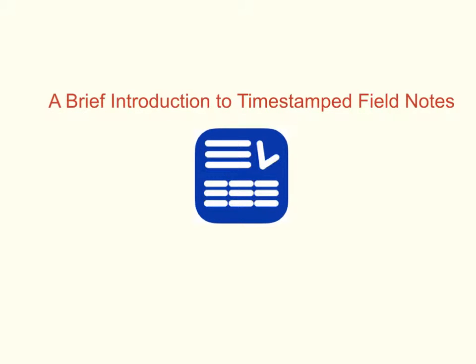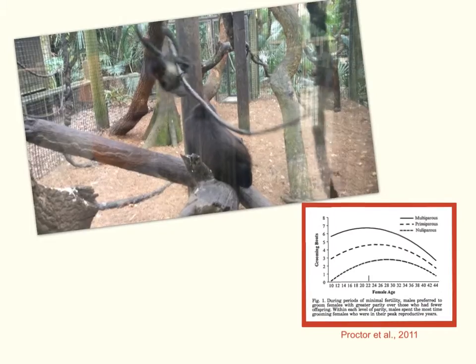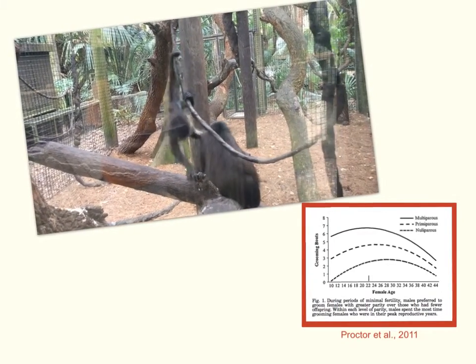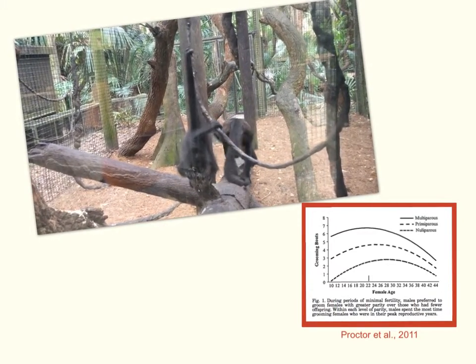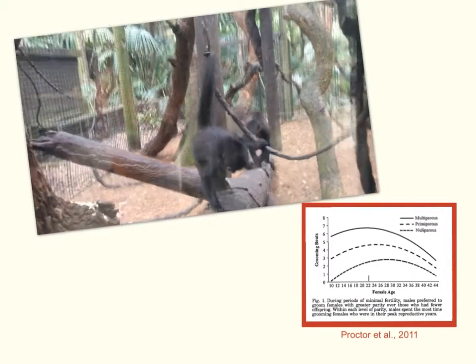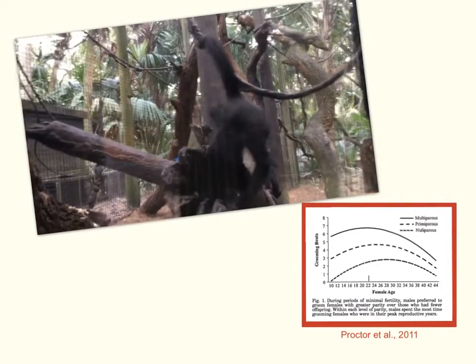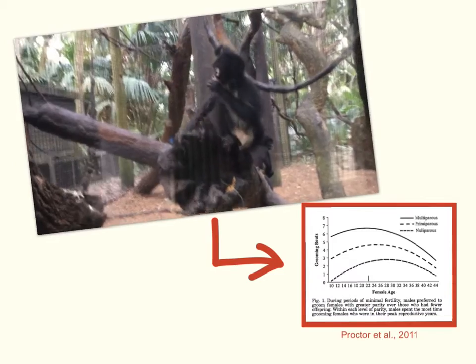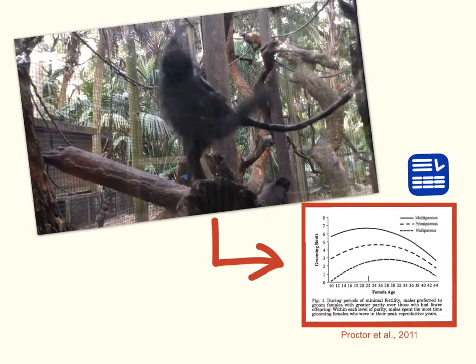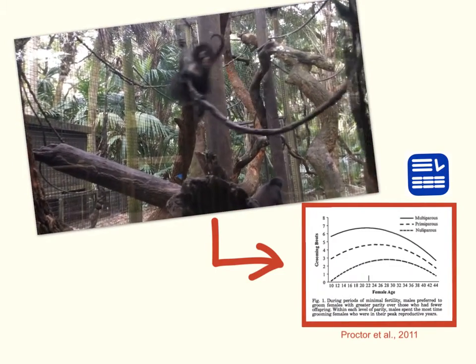Hi everyone, today I'm going to be giving you a very brief introduction to a really cool app that I use all the time called Timestamped Field Notes. One of the biggest problems I face in my research is figuring out how to take what I'm seeing, what the monkeys are actually doing, and transforming that into data in a usable form. And this app, Timestamped Field Notes, allows me to do just that. It's a data collection application.